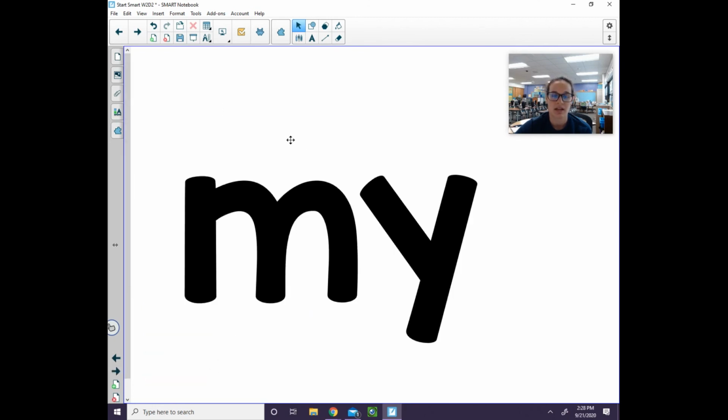Now we're taking a look at our sight words. You're going to see me writing sight words here. We're also going to spell them. Let's first start by saying the word my. Now we're going to spell it M-Y, and now we're going to write it. M-Y. Good.